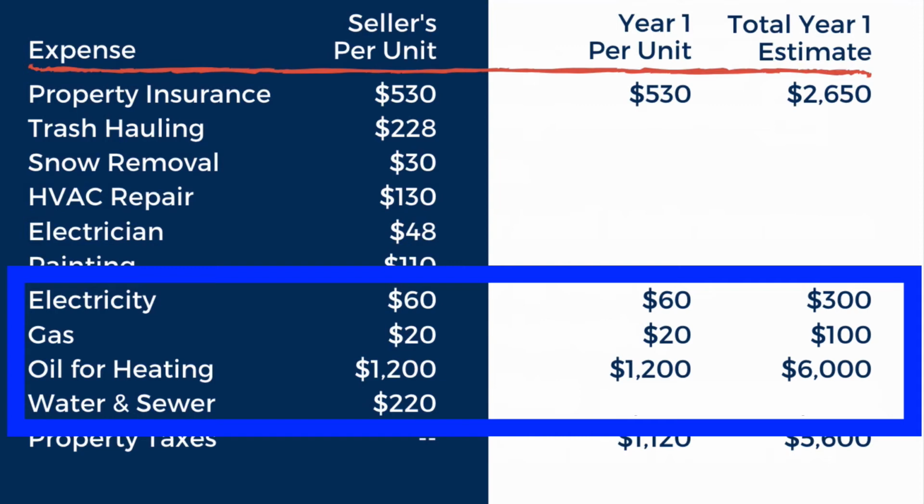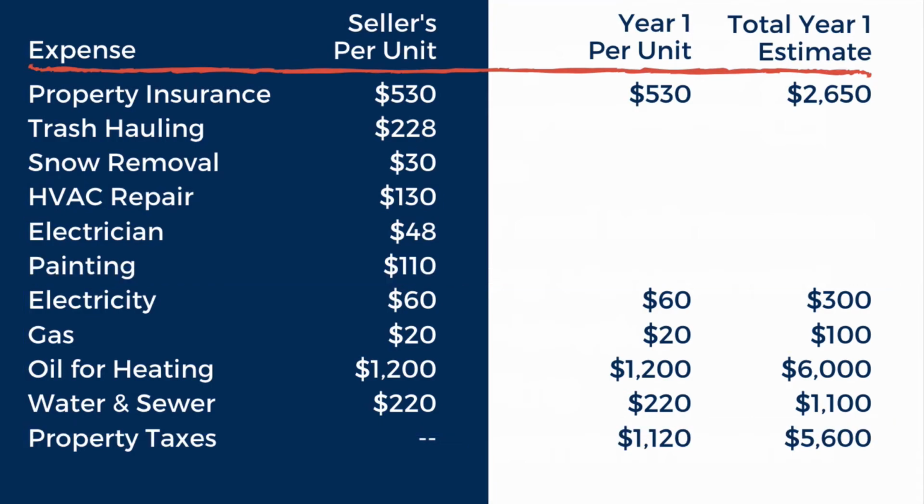The last one's water and sewer. The seller's telling us it's $220 per unit. I'd expect between $200 and $250 per unit in this market for this type of property. So that number sounds fine to me. I'm going to use the seller's number and move forward.